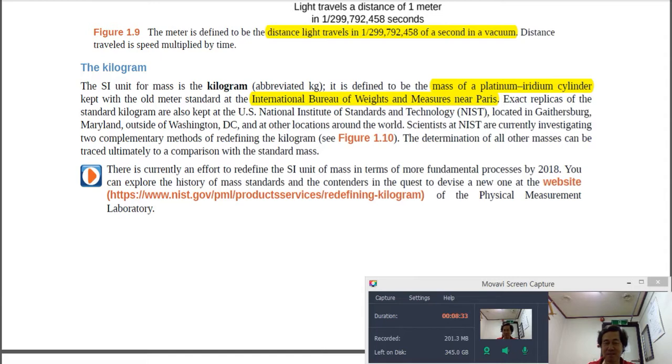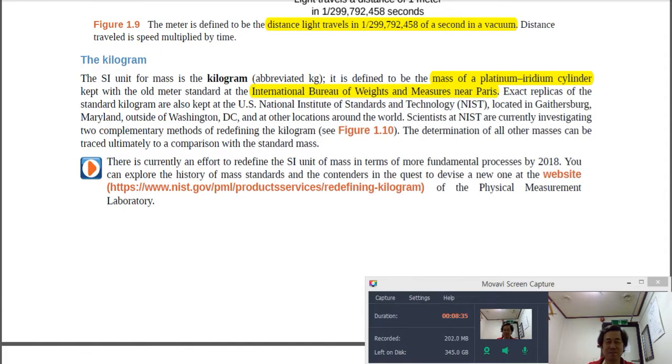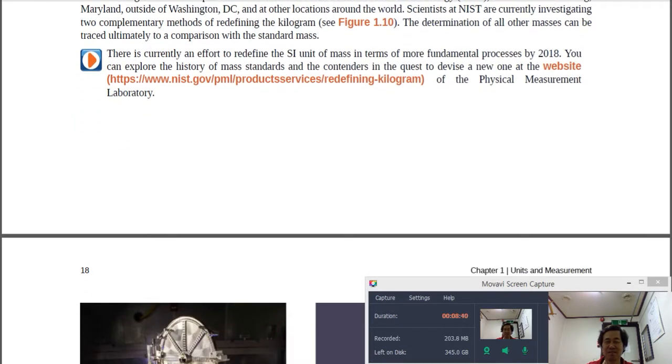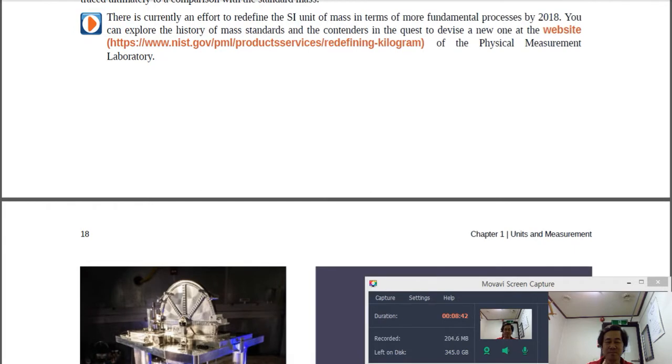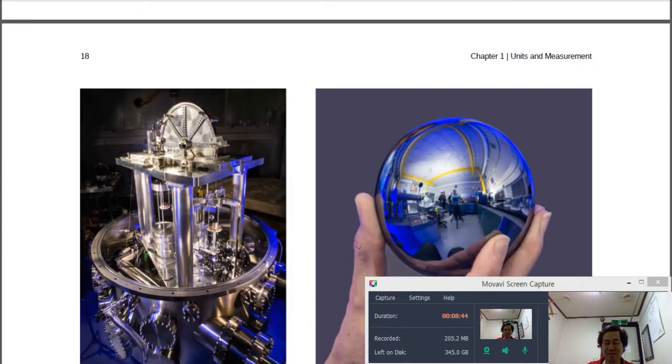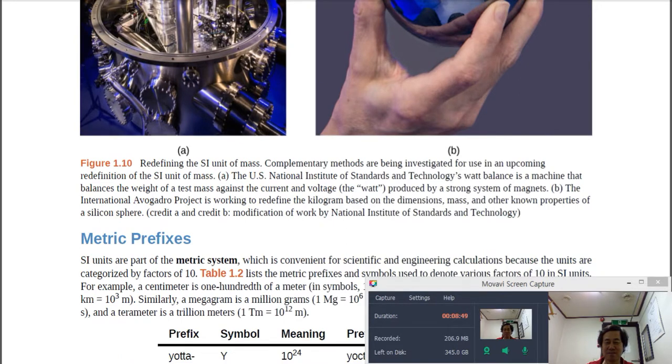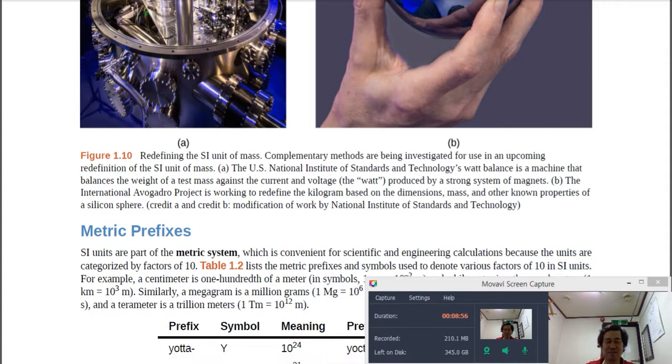So now people are trying to have a new mass standard, and I think this is not completed yet. I want to mention that there is a movement that we had better define the mass based on other fundamental unit.